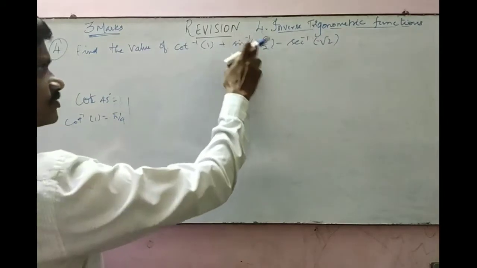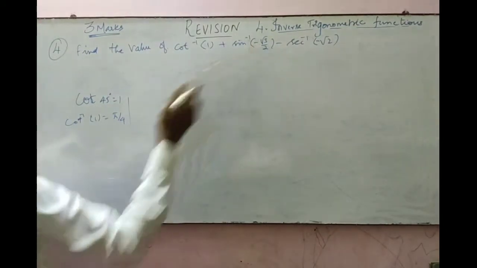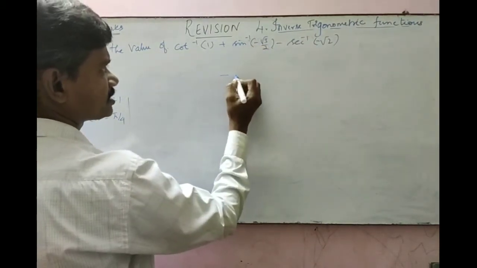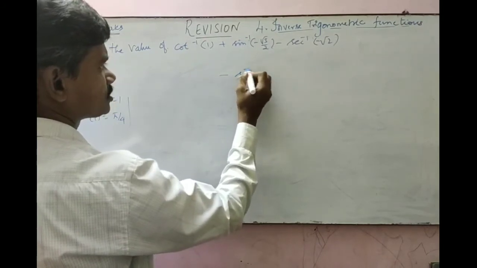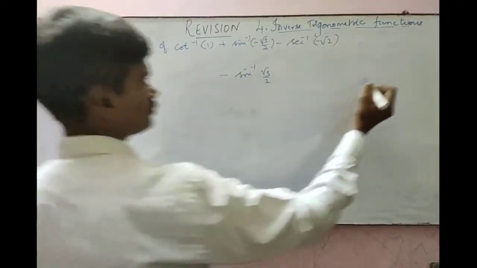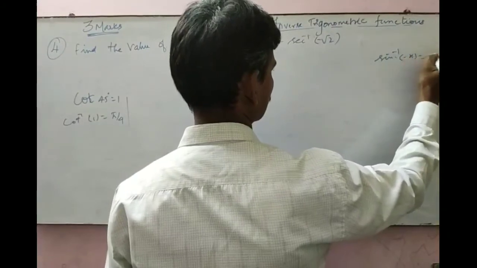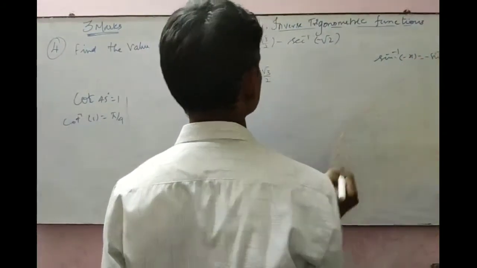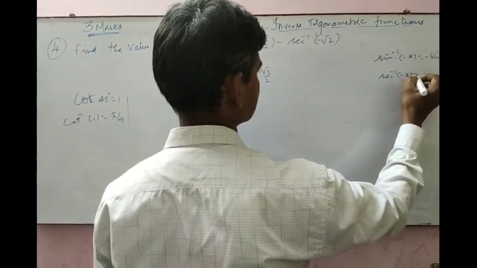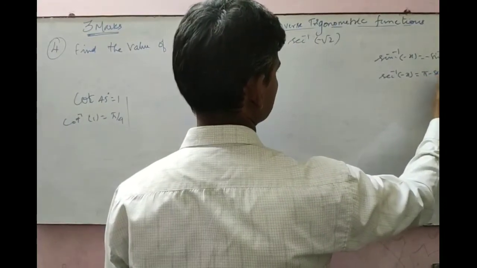Like that, sin inverse of minus root 3 by 2. Here the question is in negative. The value of sin inverse is in negative. So you can convert this as minus sin inverse of root 3 by 2. Because sin inverse of minus x is equal to minus sin inverse of x. But secant inverse of minus x is equal to pi minus secant inverse of x.